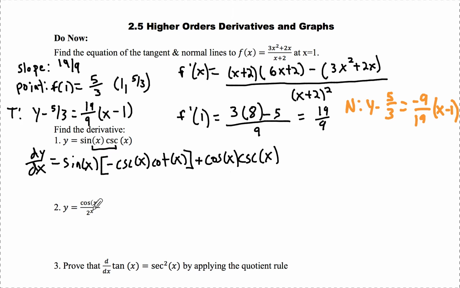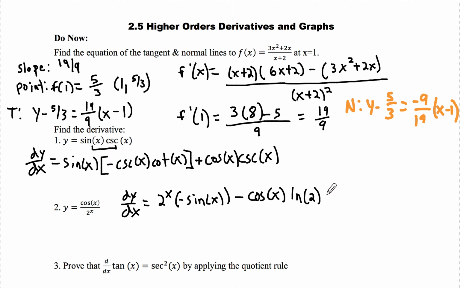For number 2 here, it looks like we have a quotient, so we do the quotient rule. For this dy dx, I'll keep the low function times the derivative of the high. The derivative of cosine is negative sine. Notice I put parentheses there. Low times the derivative of the high, minus the high function, which is cosine of x, times the derivative of the low. The derivative of 2 to the x is the natural log of 2 times 2 to the x, all over the low function squared, 2 to the x squared.